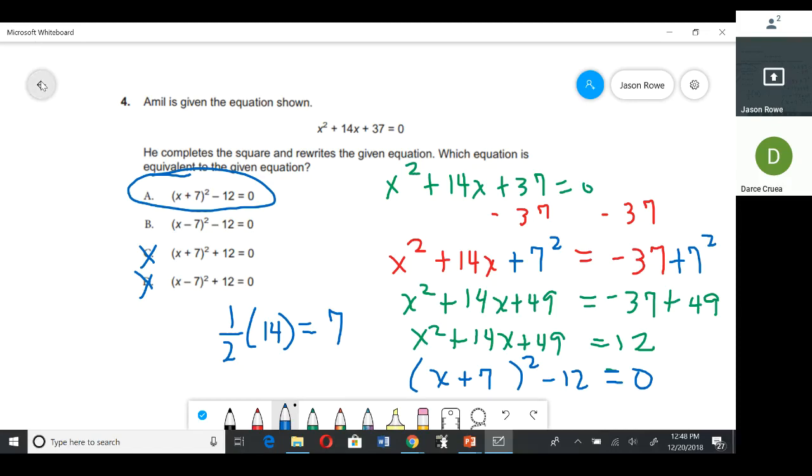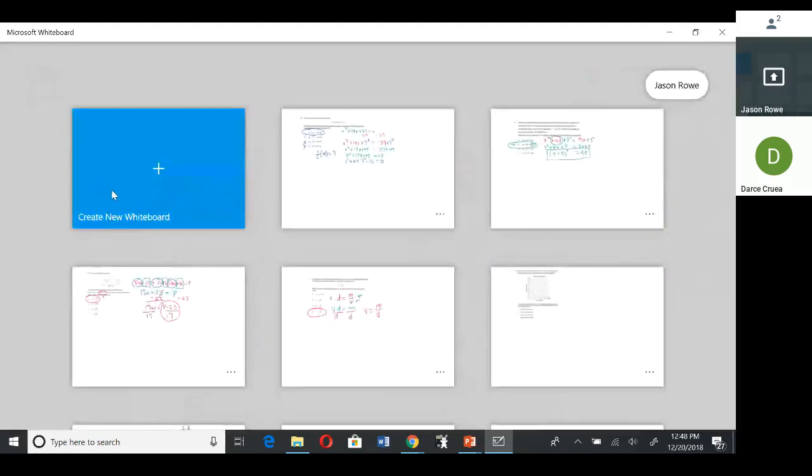Okay, so again, use test-taking strategies. Eliminate things that you know won't work. Absolutely.